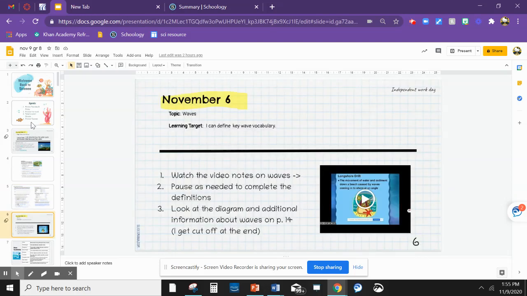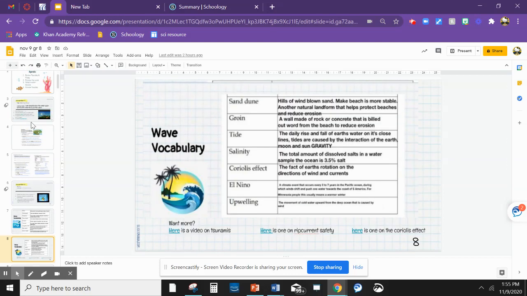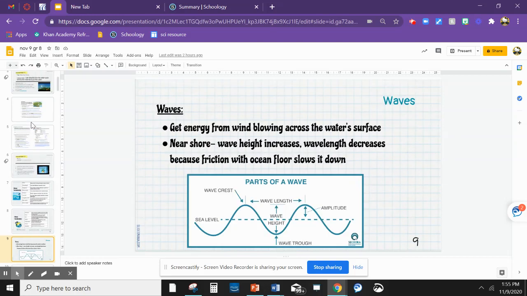On Friday, you were looking at key wave vocabulary. Again, if you have not done this on your own, you need to pause the video at this time and then define the terms that are in your digital notebook. The terms look like this. You looked at wave, wavelength, frequency, wave height, breakers, tsunamis, longshore drift, rip currents, barrier beaches, sand dunes, groins, tide, salinity, the Coriolis effect, El Nino, and upwelling.